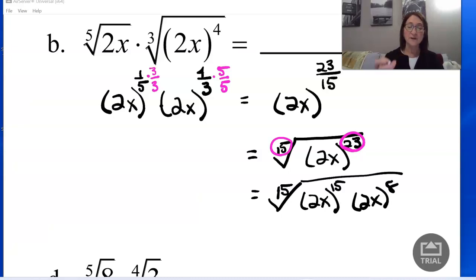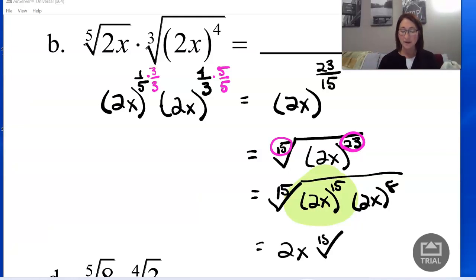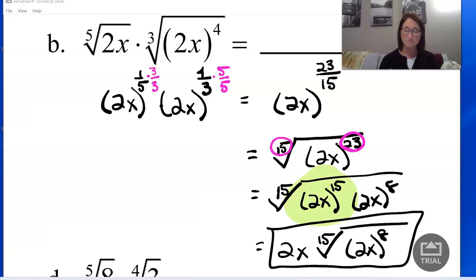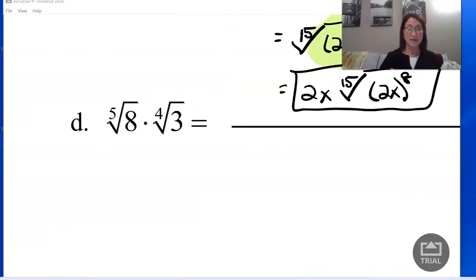So this first factor I can pull out, and it's going to have a root of 2x. So I pull out the 2x, and then I'm left with the 15th root of 2x raised to the 8th power. I can just leave my answer just like that. Okay, let's go ahead and look at C.